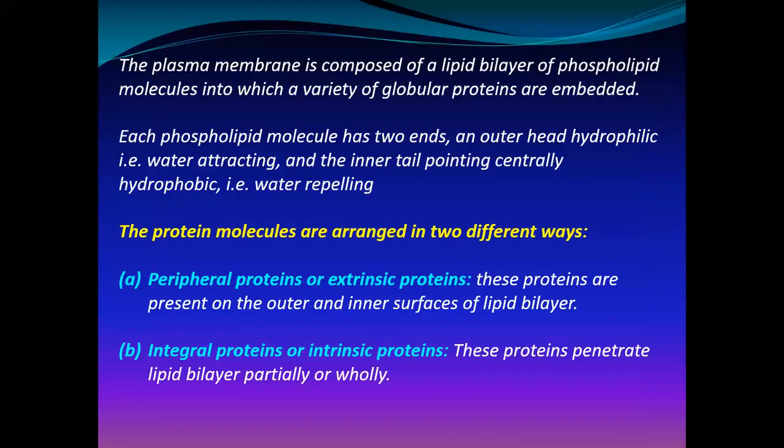Okay, so this is all about the membrane lipids. Protein molecules are arranged in two different ways. Peripheral proteins, or extrinsic proteins as we call them, are present on the outer and inner surfaces of the lipid bilayer. So peripheral proteins are usually located on the surface.